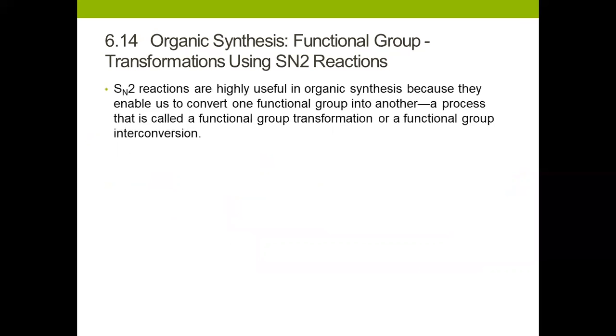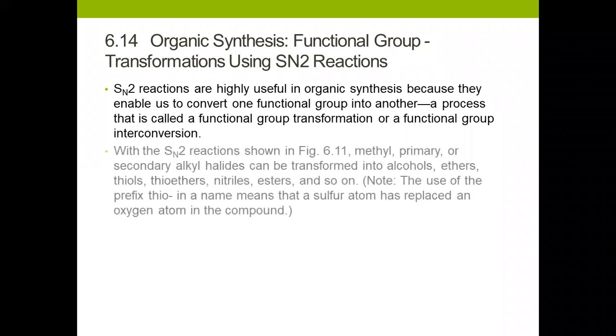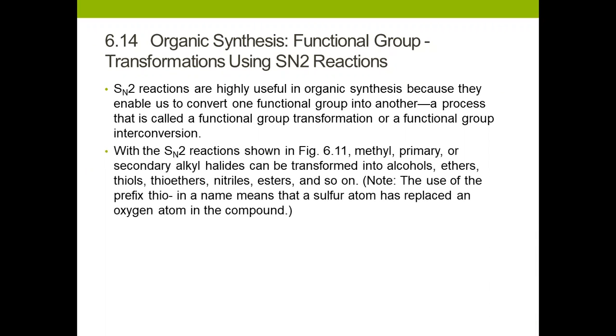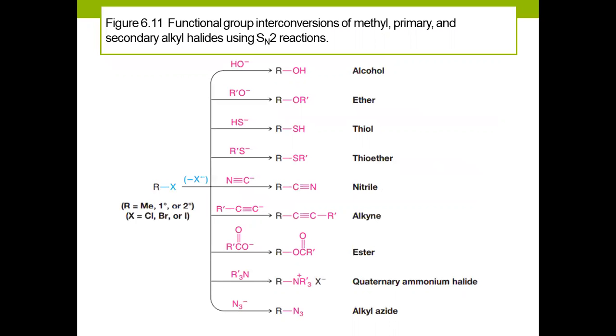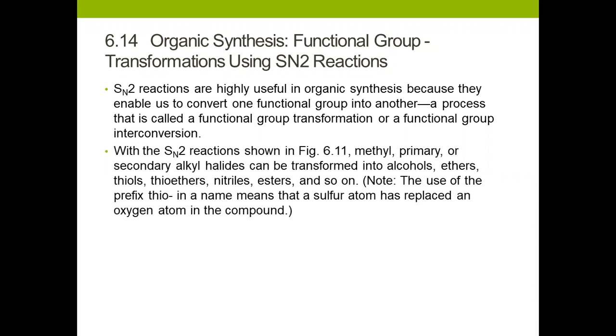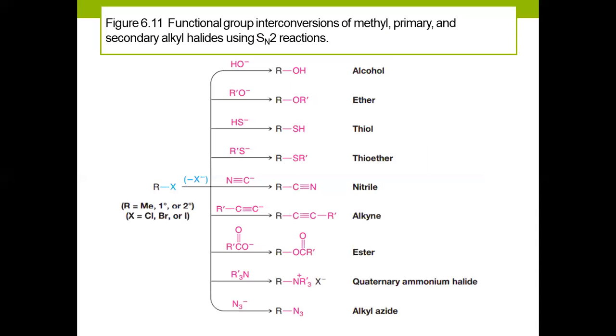So let's look at the functional group transformations using the SN2 reactions. SN2 reactions are highly useful in organic synthesis because they enable us to convert one functional group into another, a process called a functional group transformation or a functional group interconversion. So we can form different kinds of functional groups simply by using the simple substitution reaction, particularly the SN2 reaction. In SN2 reactions, methyl, primary, or secondary alkyl halides can be transformed into different functional groups.